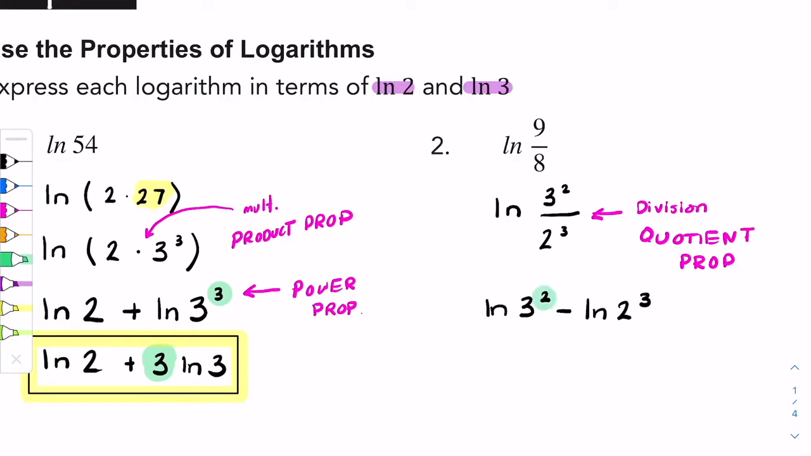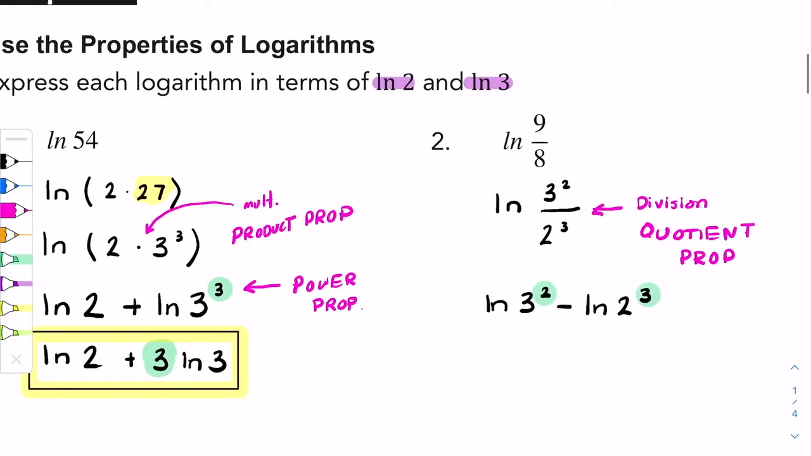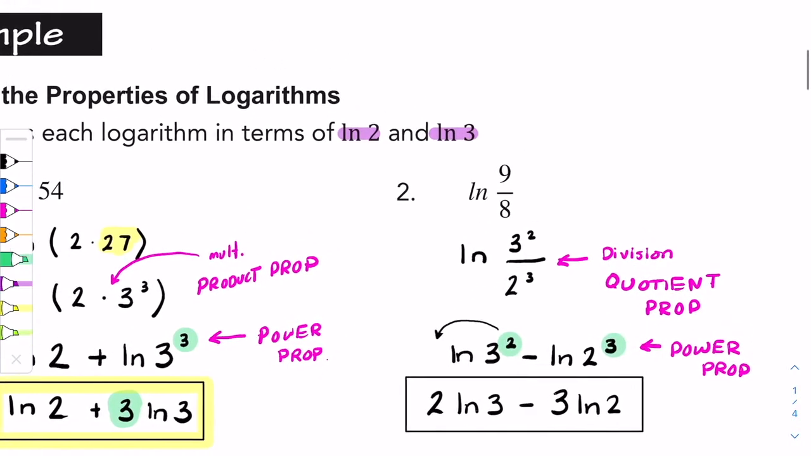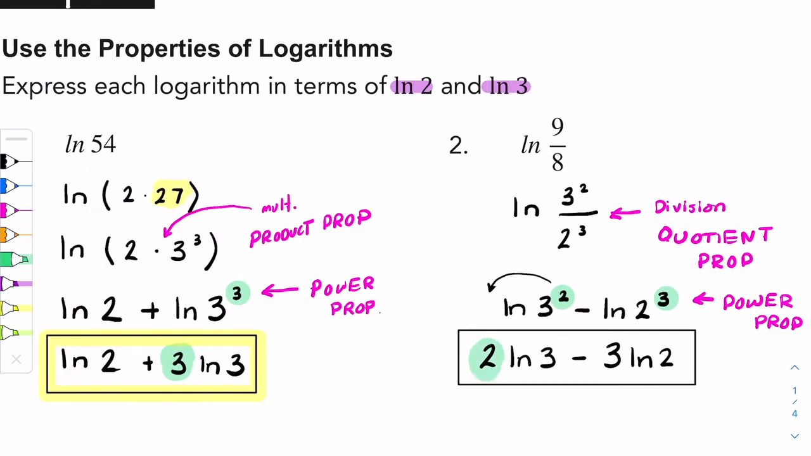Now that I have exponents, I can use the power property. And the power property allows me to write those exponents in front of the function. So this is actually going to become 2 times ln of 3 minus 3 times ln of 2. And that's your final expanded answer. There is no more multiplication, division, or exponents.